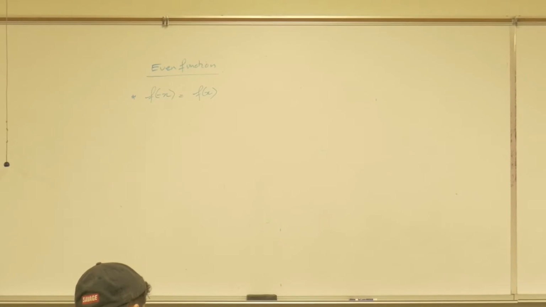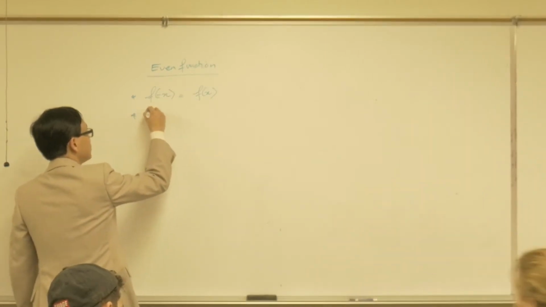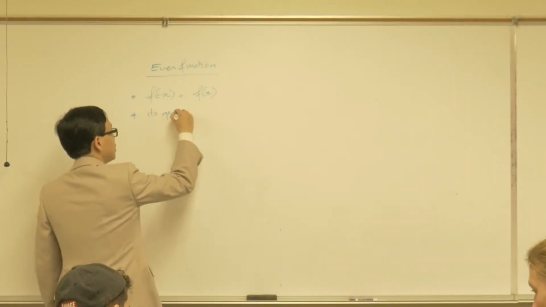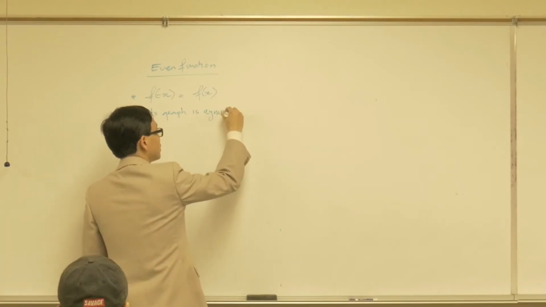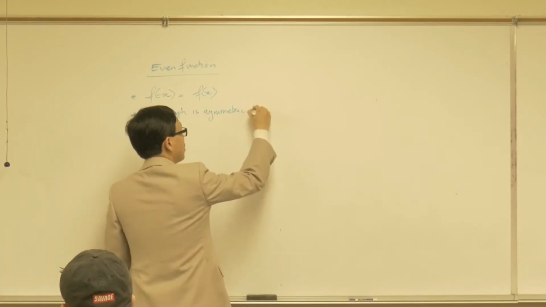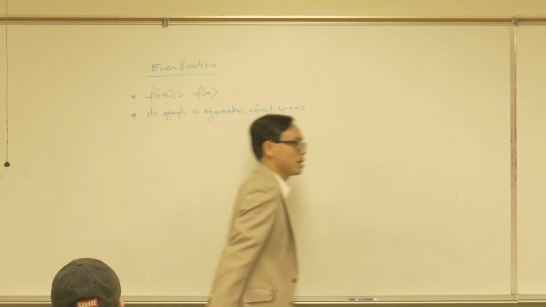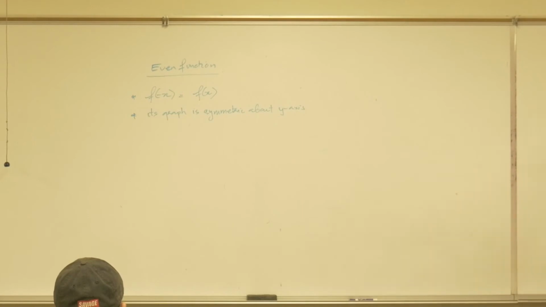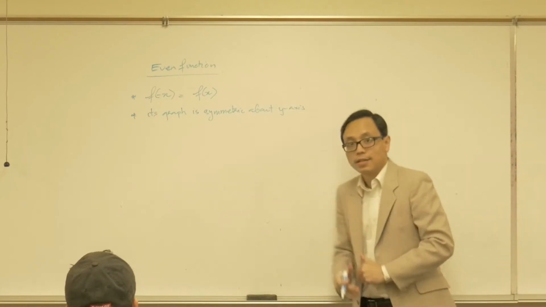And if the function is even, we know that its graph will be symmetric about the y-axis. Symmetric about the y-axis. And the typical example of a function that has a graph that's symmetric about the y-axis is the square function.